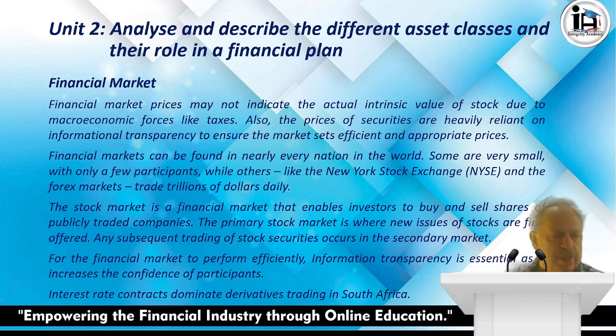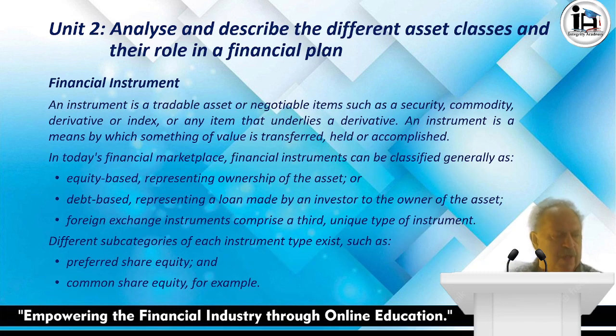The stock market is a financial market that enables investors to buy and sell shares of publicly traded companies. The primary stock market is where new issues of stocks are first offered. Any subsequent trading of stock securities occurs in the secondary market. For the financial market to perform efficiently, information transparency is essential as it increases the confidence of participants. Interest rate contracts dominate the derivative trading market in South Africa.